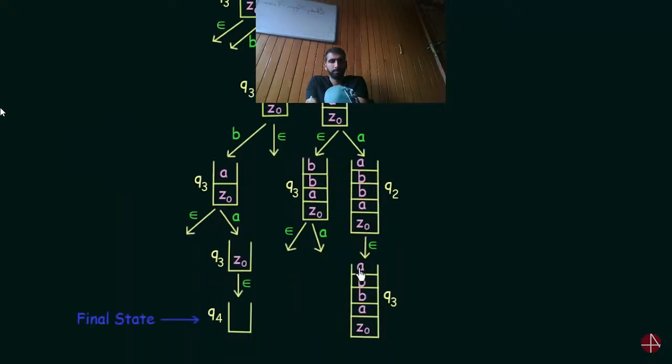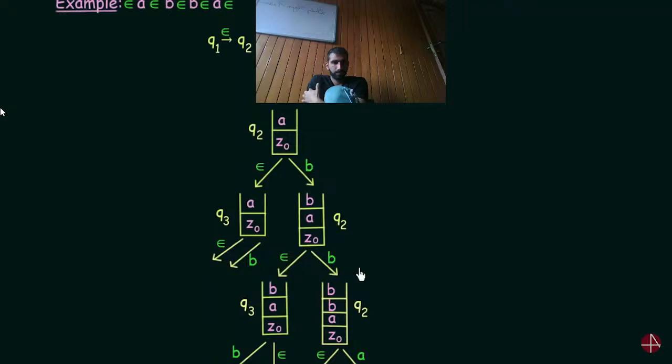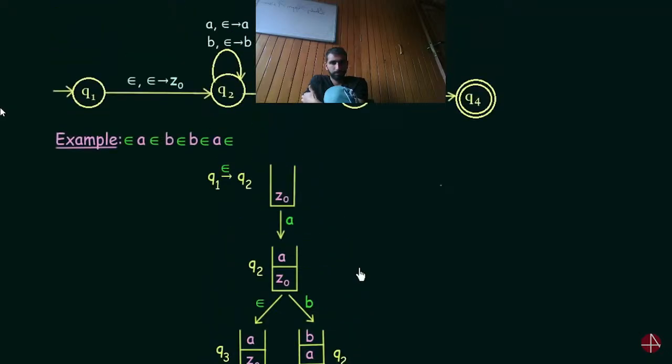So don't be afraid seeing this diagram. I will explain to you step by step and we will be clear how this works when we complete this lecture. So let's keep in mind that the string that we are going to check for is A, B, B, A.